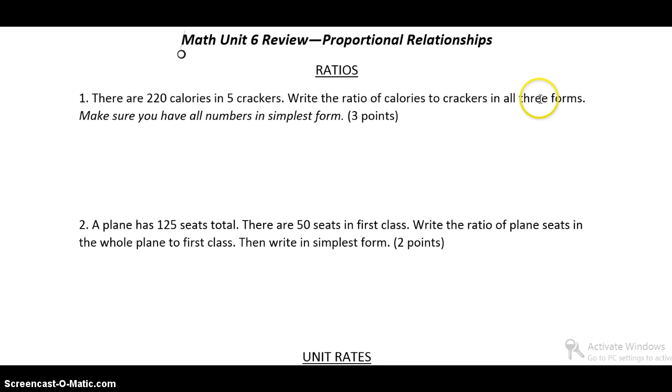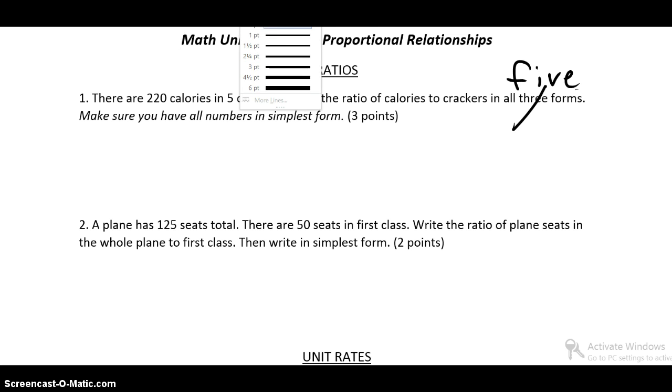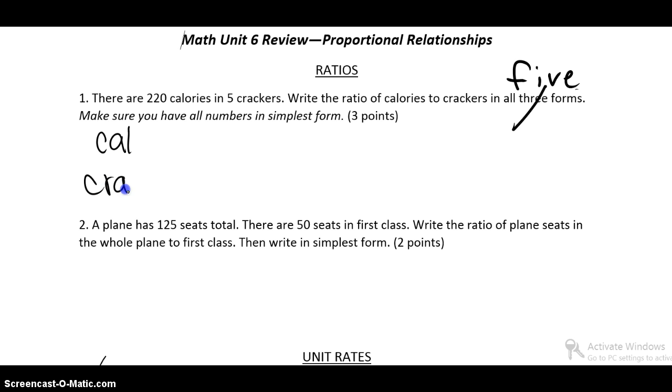So the first thing I want to do is change this 3 to a 5 here. We learned 5 different ways instead of 3, so we're going to add those 2 on there. And it says to make sure you have all numbers in simplest form. So we're going to do calories to crackers. Calories will be in the numerator, that top number, and crackers will be on the denominator. So we have 220 calories, so 220 in the numerator, 5 crackers, 5 in the denominator.